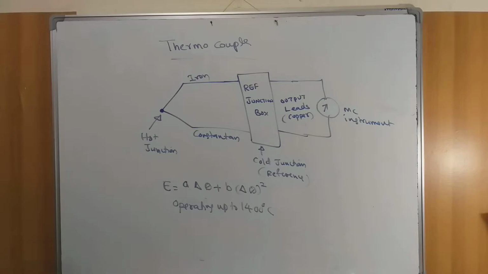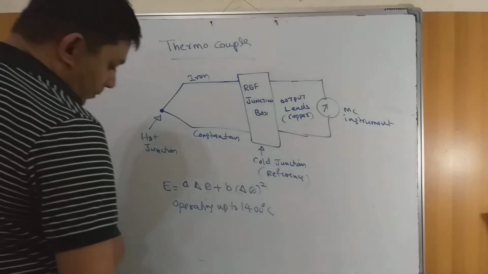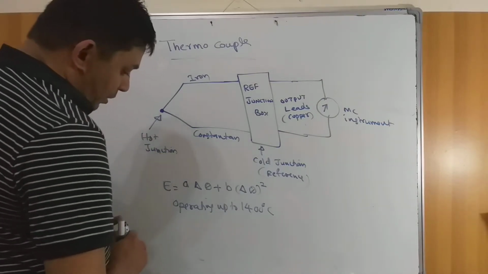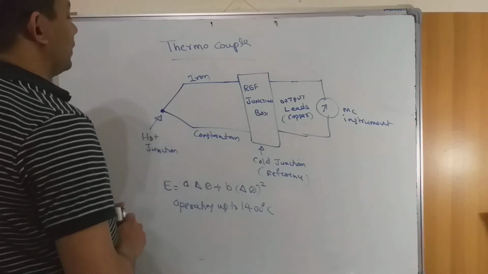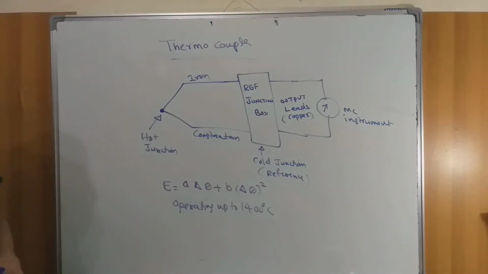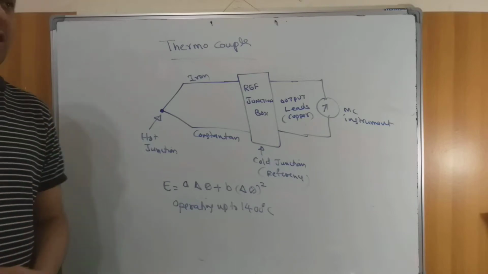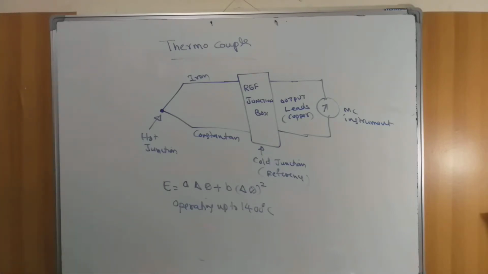The main issues with this type of sensor are the low output and also the non-linearity. Non-linearity is a serious issue, and the second issue is the low output, because we don't get adequate output voltage from this particular type of sensor.